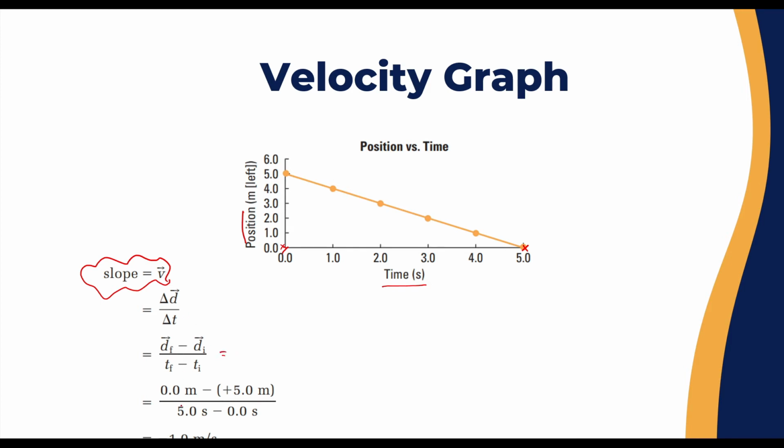What is the d final? That was 0. At the final location, what was the position? At 5 seconds, the position was 0. Minus, at the initial location over here, we had 0 time, but the position was 5. So we can say 0 minus 5 over the final time, 5 seconds, minus the initial time, 0 seconds. That would give you minus 1 meter per second. It means the velocity was decreasing by 1 meter per second.